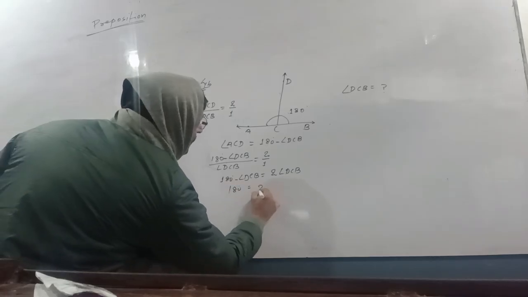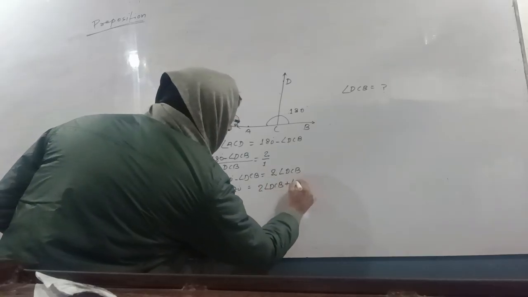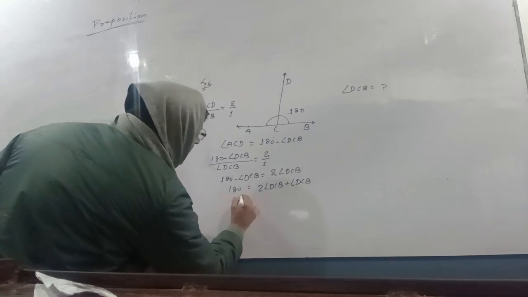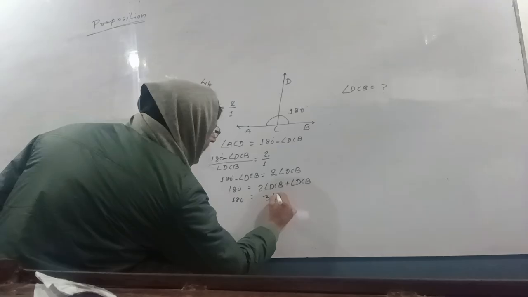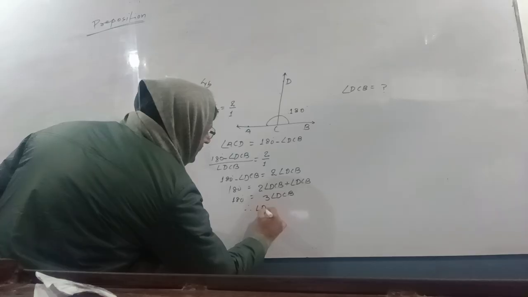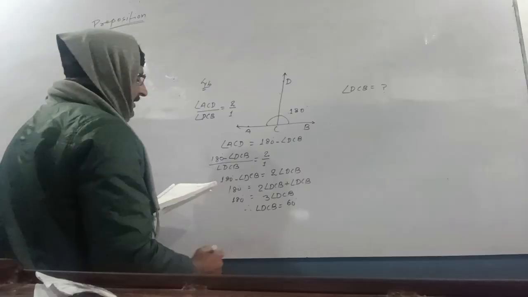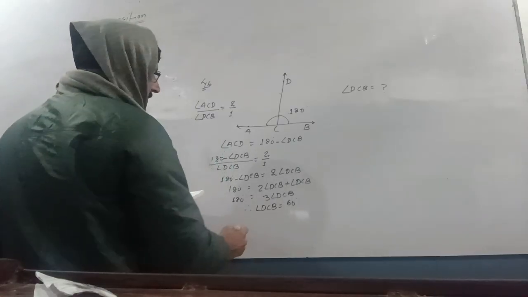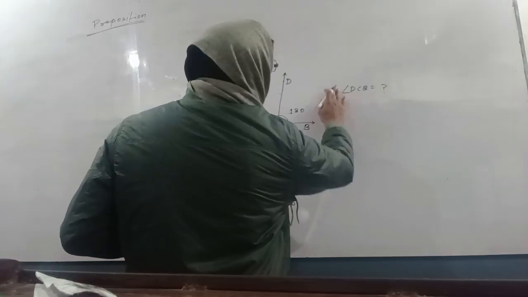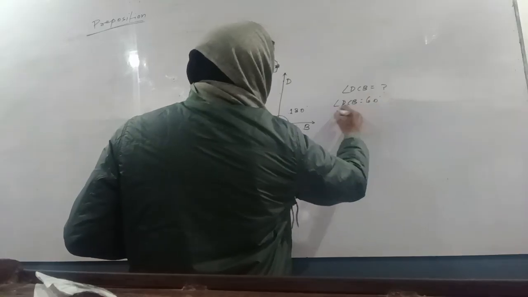180 is equal to 2 angle DCB plus angle DCB. 180 is equal to 3 times angle DCB. Therefore, angle DCB is equal to 60 degree. Okay? So we can write angle DCB is equal to 60 degree.